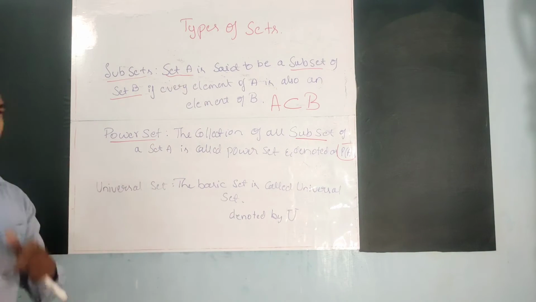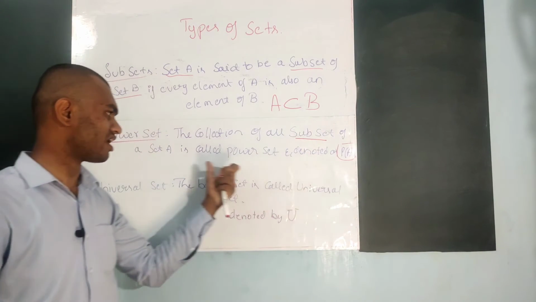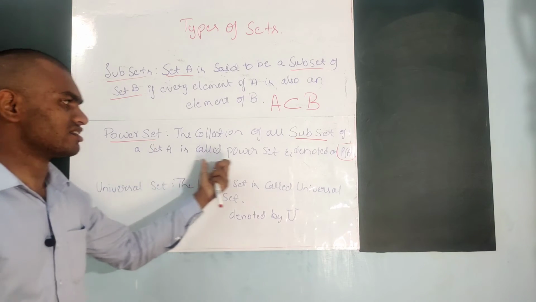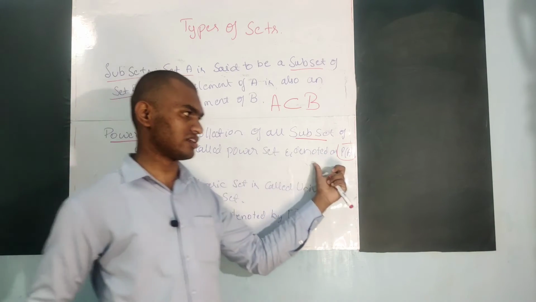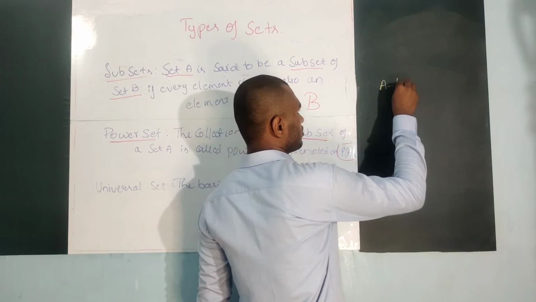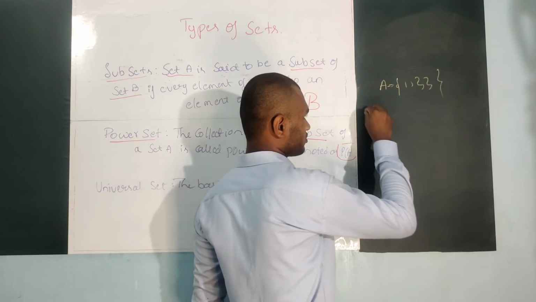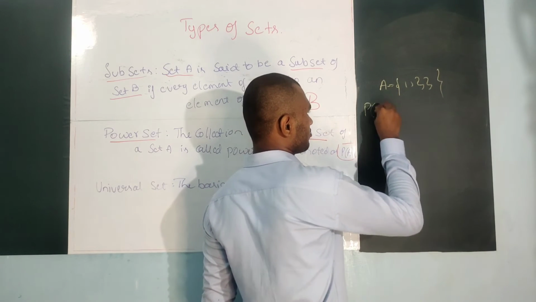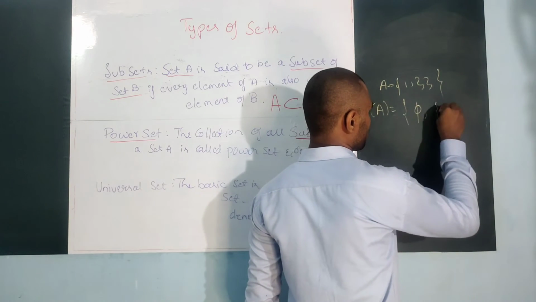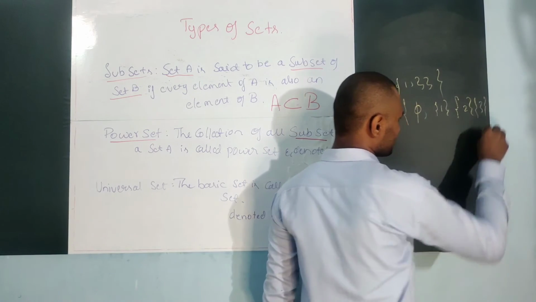So we will jump into power set now. Power set says that the collection of all the subsets of set A, collection of every subset of set A, is called the power set. That is denoted by P of A. So let us take set A is equal to 1, 2, 3 as the elements, right? So I will write P of A. P of A is equal to, empty set should be there first.